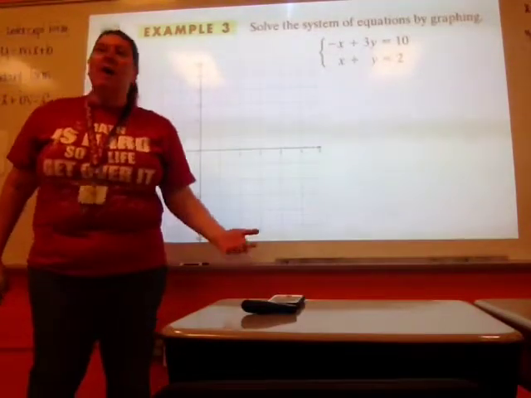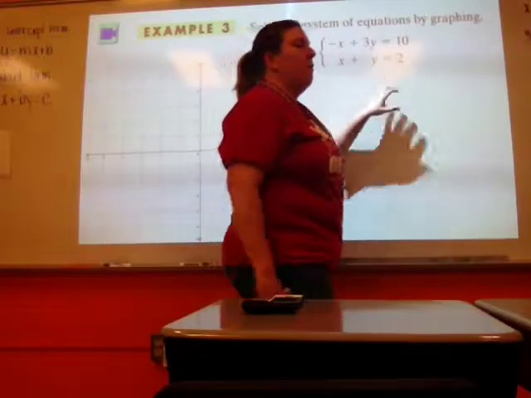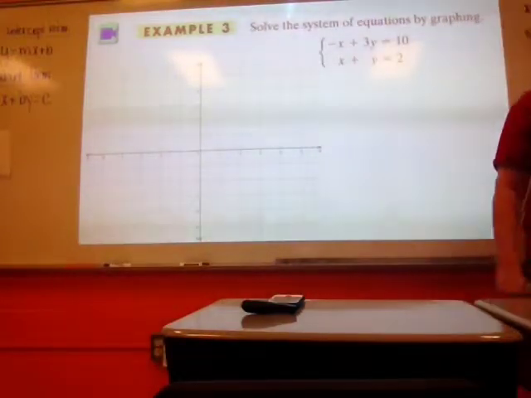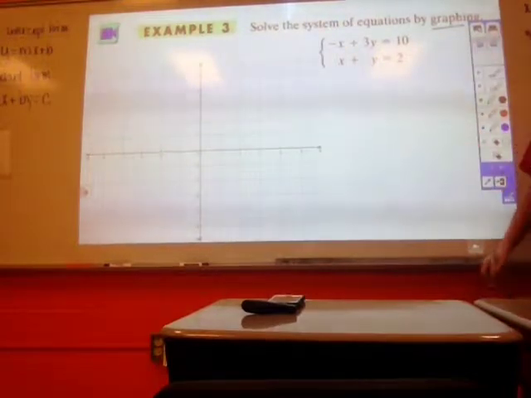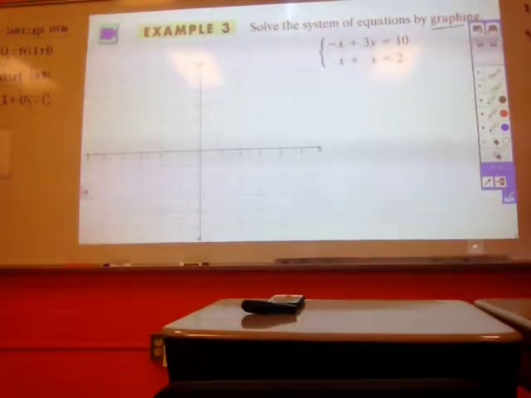Alright, so do we have any grand ideas as to how to go about finding our solution for these two lines? Oh, and by the way, it does say to graph. So anybody got any great ideas? Turn them both into y equals mx plus b and graph both of them.